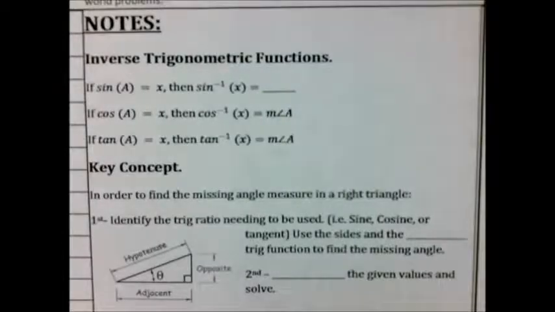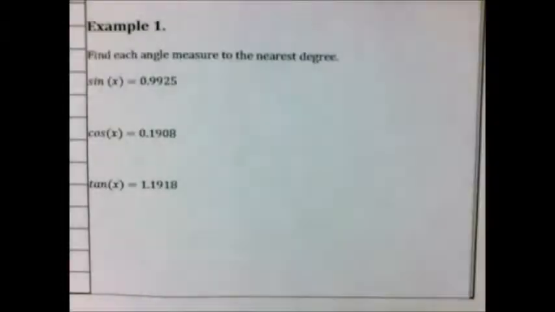Your key concept here is, in order to find the missing angle measure in a right triangle, the first thing we need to do is identify the trig ratio to be used. That's sine, cosine, or tangent. Then we use the sides in the inverse trig function to find the missing angle. Inverse is that blank there. And then the second thing we need to do is substitute the given values and solve.